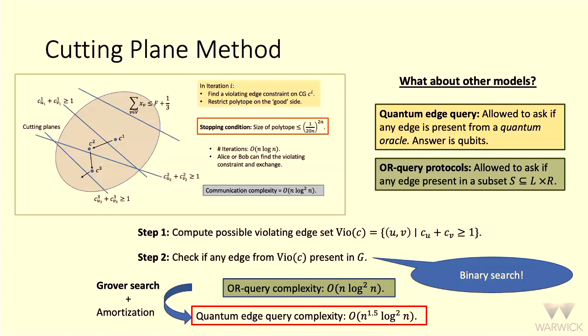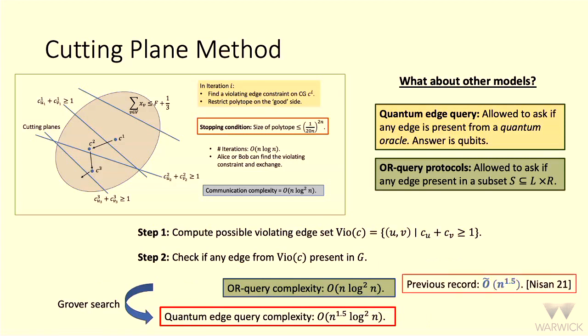We can also do OR query, and this is what is important to us. OR query means that you are allowed to ask the oracle about a set of potential edges, and the oracle tells you whether any of the potential edges is present in the graph or not. That's a very general kind of query. In that query model, we can show that the same procedure gives you an order n log squared n protocol. The previous record was n to the power 1.5, and again, this is tight. There is a lower bound, which is n log n.